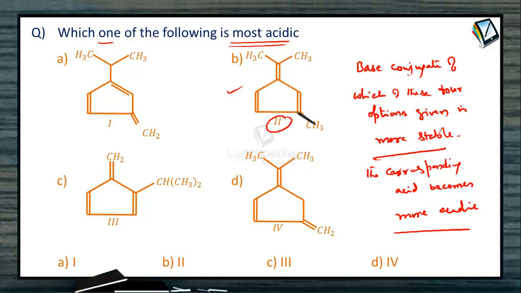In a similar way, if you want to verify, you can remove the hydrogen from different positions and check whether aromatic character, which will be more responsible for stability, will be formed or not. So the answer is B.